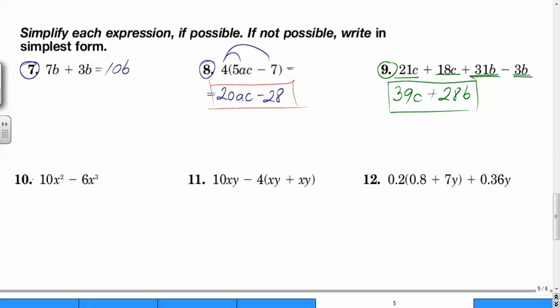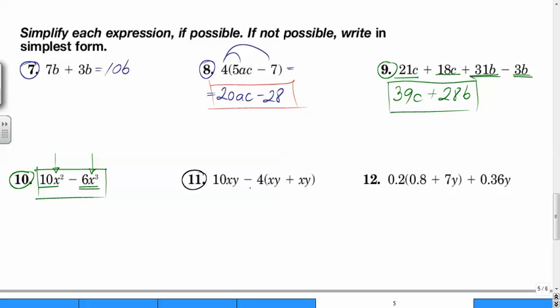Our number 10. 10x squared minus 6x cubed. As you can see, they're different, right? Your x has a different power. Not much I can do about it. This is it. This expression is in its simplest form. Moving on, problem number 11.